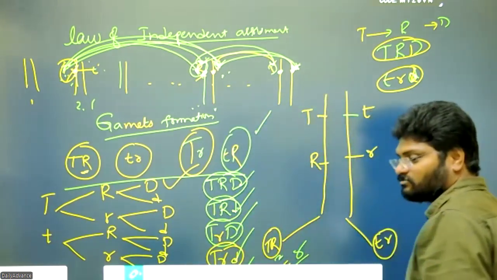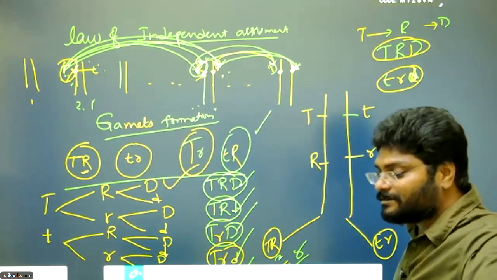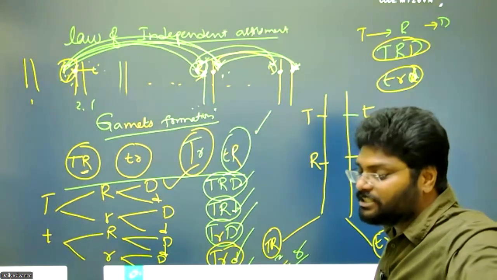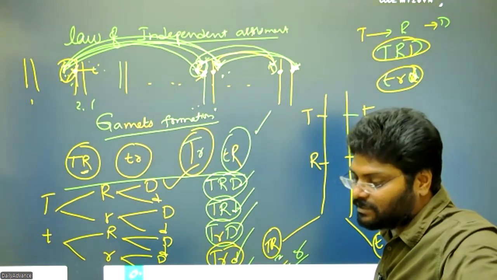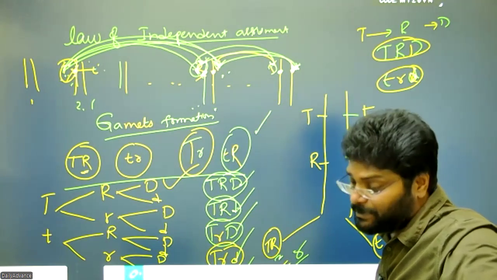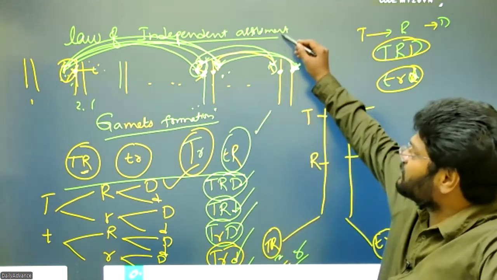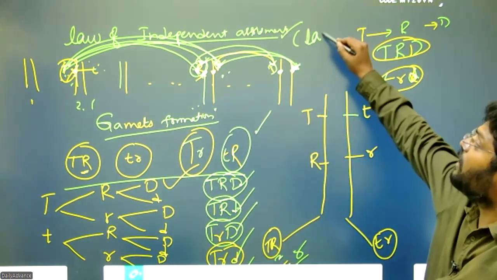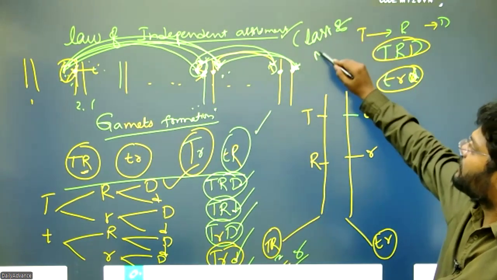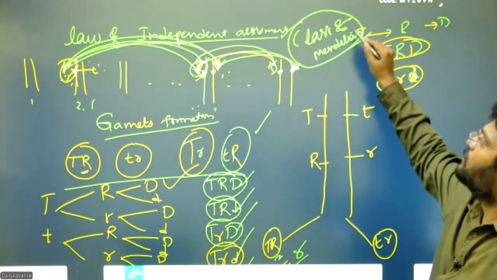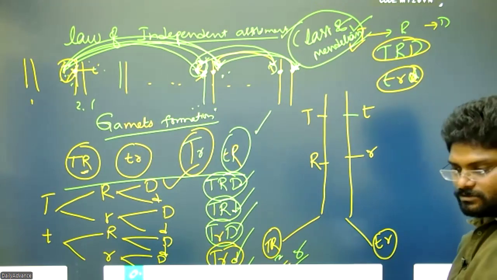While formation of the gametes, when more than 1 character is involved, each character acts independently rather than depending upon the other character. So that is the independent assortment. That is the last law of Mendelian. So this is all about today's class.